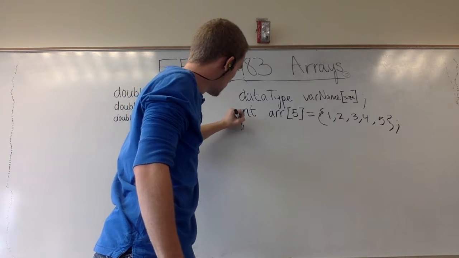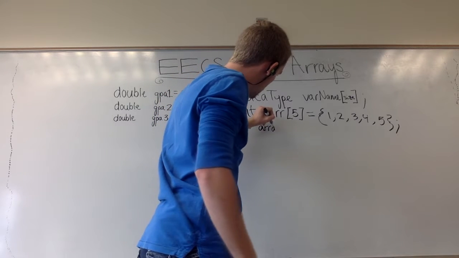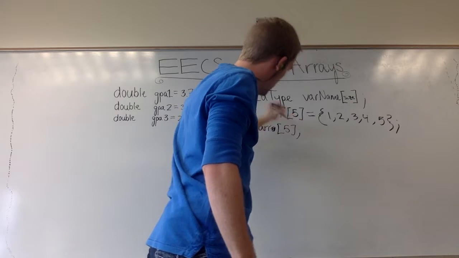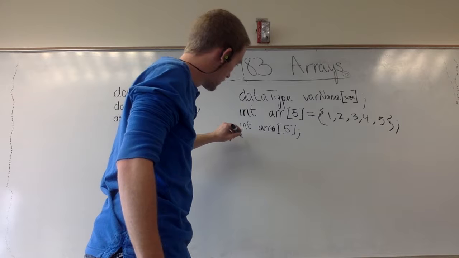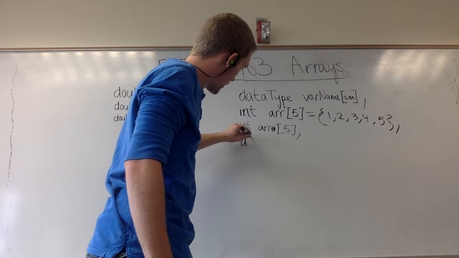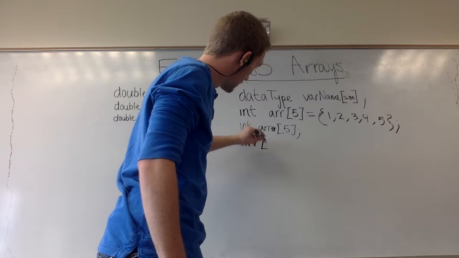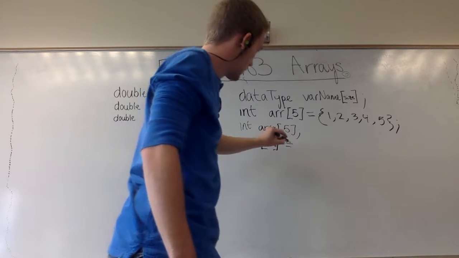Another way to do it would be to declare it with size, and we can access each individual element in the array by including the element number inside the brackets and then assigning it that way.